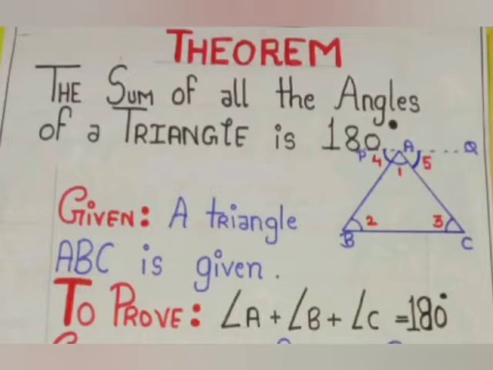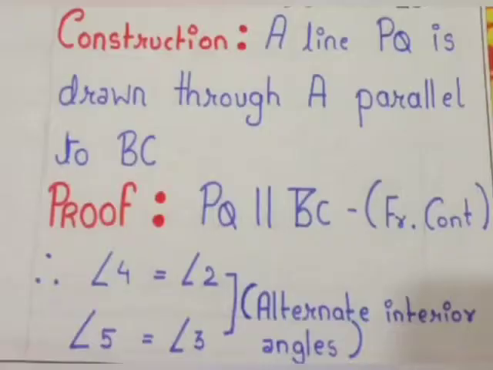We are given only a triangle. First we make a diagram and denote angles A, B, C as 1, 2, 3. And what do we have to prove? The sum of angle A plus angle B plus angle C is equal to 180 degrees. For this, we will construct a line parallel to BC, AC or AB. This time, we are constructing a line PAQ parallel to BC.